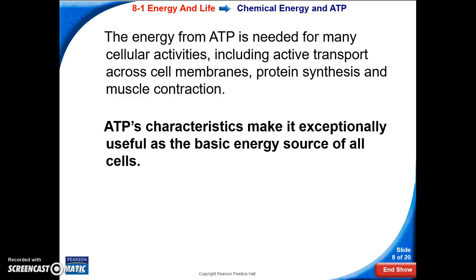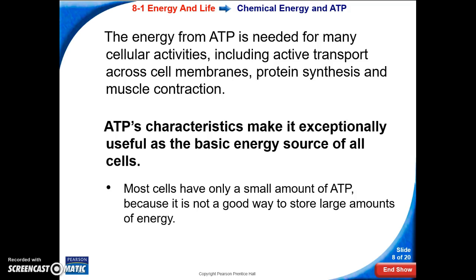So ATP has these characteristics. Its structure makes it an exceptionally good energy source for all cells. Most cells, though, only have a small amount of ATP because of the spring and the repulsion between those phosphate groups. It's not a really stable molecule, so it's not a good way to store a large amount of energy. So cells have to make the ATP that they're going to use pretty close to when they're using it. There's not a lot of ATP being stored in your cells at any one time.